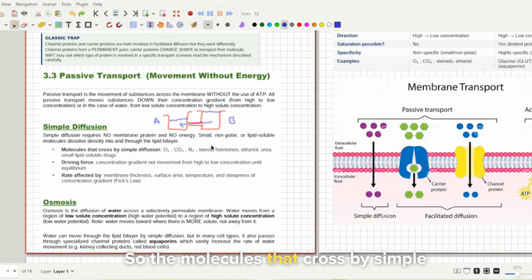So the molecules that cross by simple diffusion are oxygen, carbon dioxide, nitrogen, steroid molecules, ethanol, urea, and small molecular drugs. What is the driving force? Like we have already discussed, from high to low it will move automatically, and the rate is affected by the membrane thickness. If we talk about the thickness of the membrane, you need to know what it is.